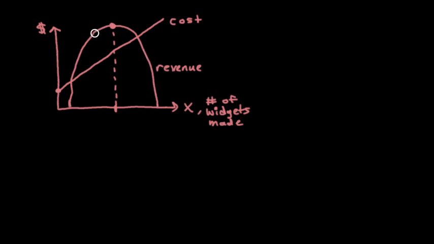Really what we care about is the distance between these two lines. So this distance would be the profit you would make if you made that many widgets, this distance here. But we want this to be bigger, as big as possible, right? You want to make as much profit as possible. And it actually looks like we could make a bigger profit if we made this many widgets, which is less than that. So this would be X star, or the optimal X.